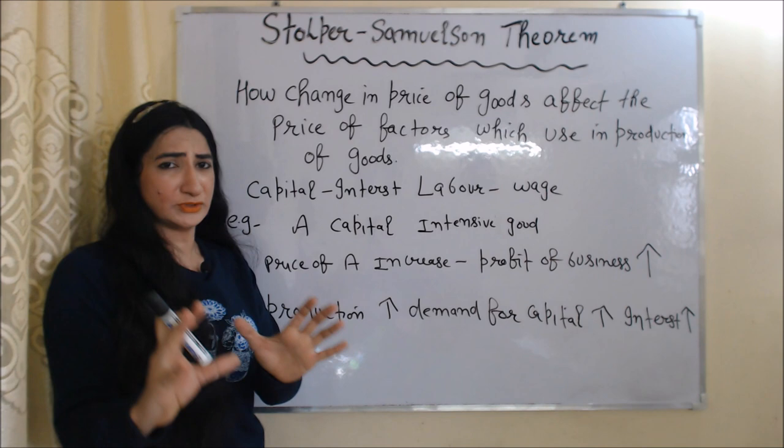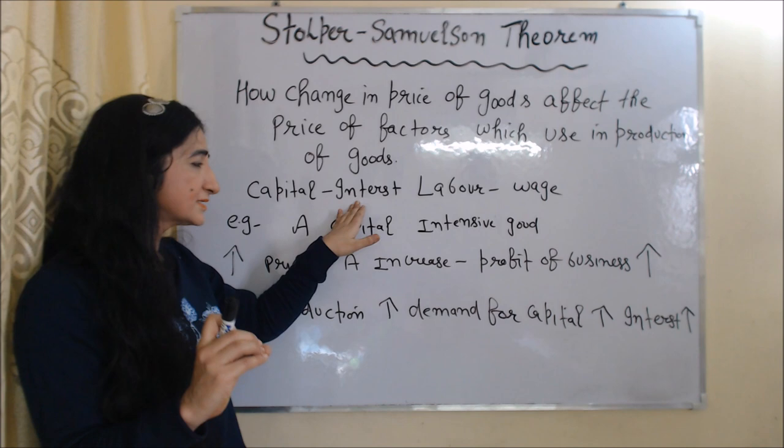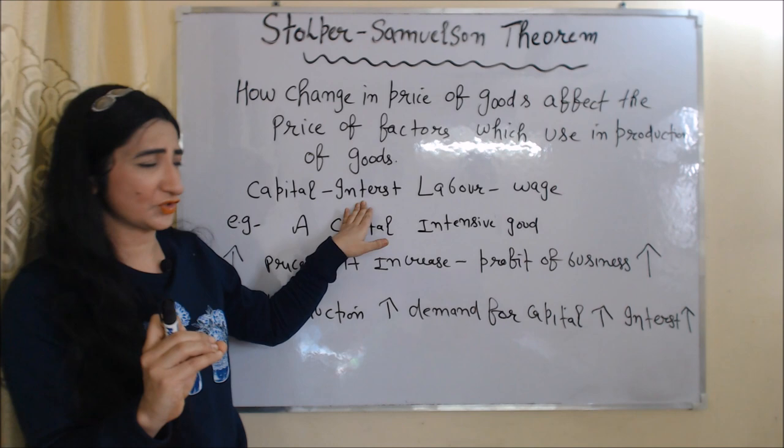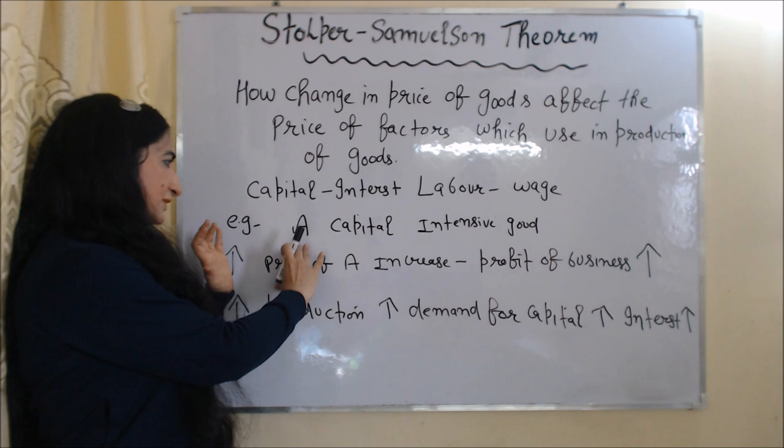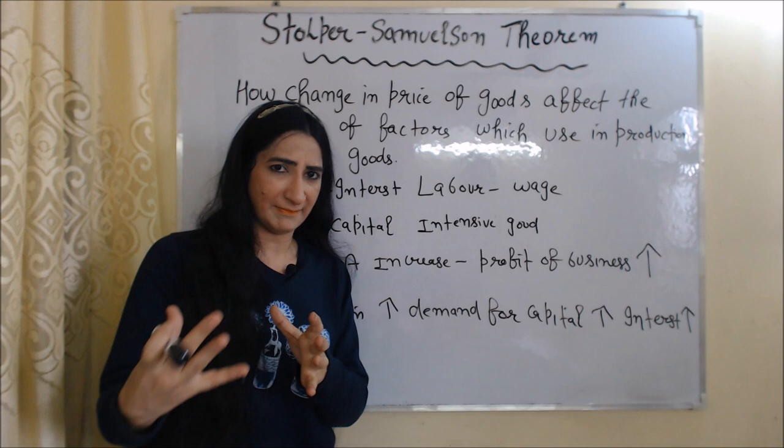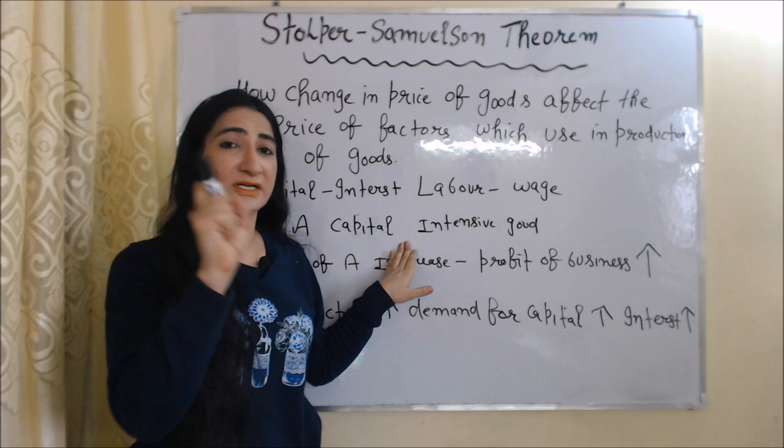One is capital, other one is labor. And capital receive interest as a return, or we can say that price of capital is interest rate, and labor receive wage as a return. For example, goods A is capital intensive good, means for producing A good we mostly use capital, or we can say that for producing A good we 80% use capital and 20% use labor.